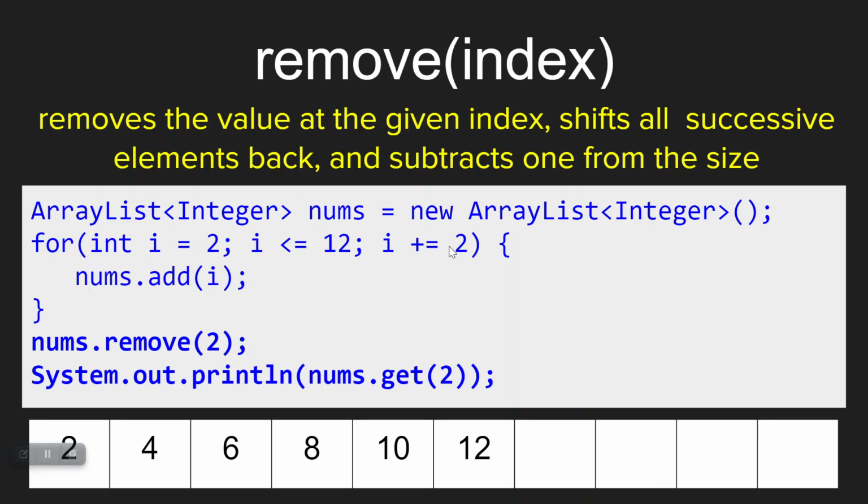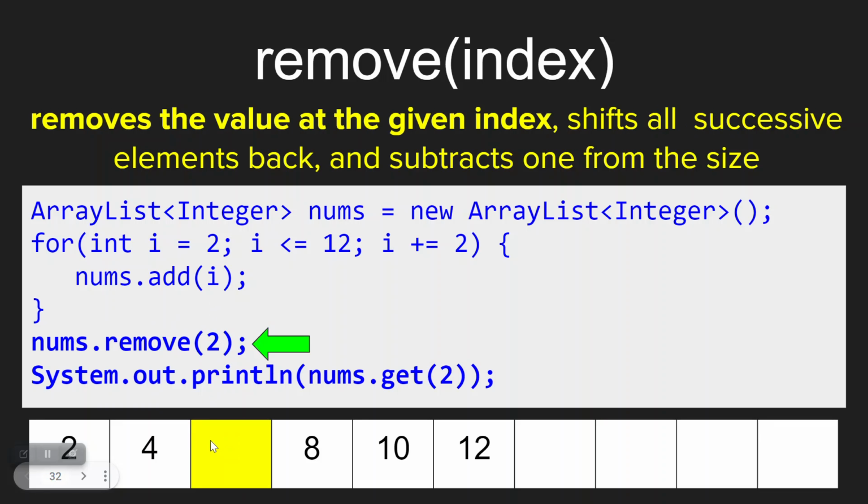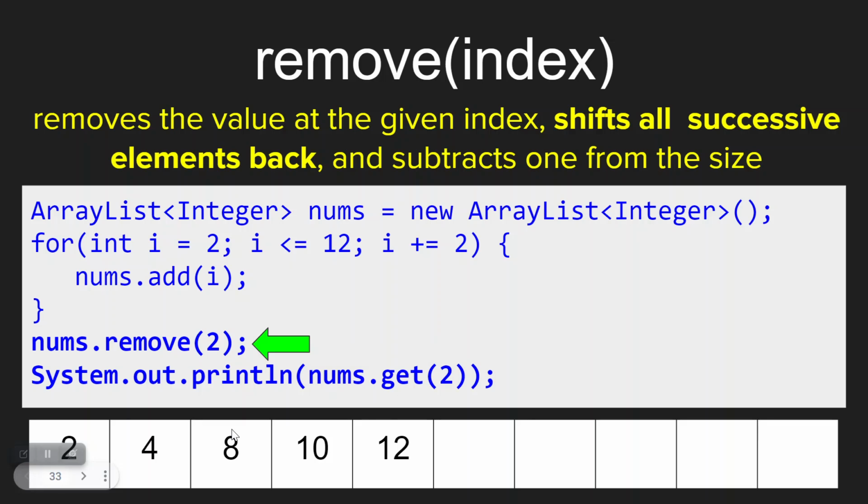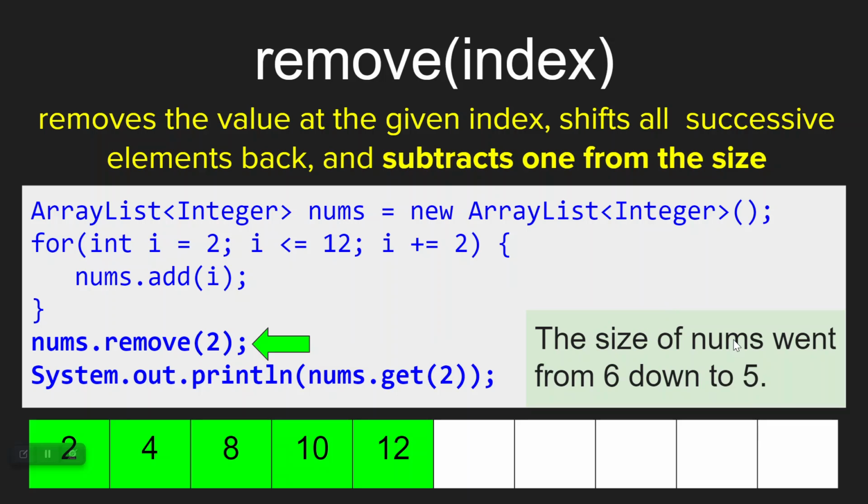So if I've created my ArrayList and populated it with all of these values, and then I called nums.remove(2), it's going to find index 2, which is right here. It's our value of 6. It's going to remove that value. So boom, there it goes. Then it's going to shift all successive elements backwards. So now this all gets bumped back. And then finally, it's going to subtract 1 from the size. So the size of nums went from 6 down to 5.